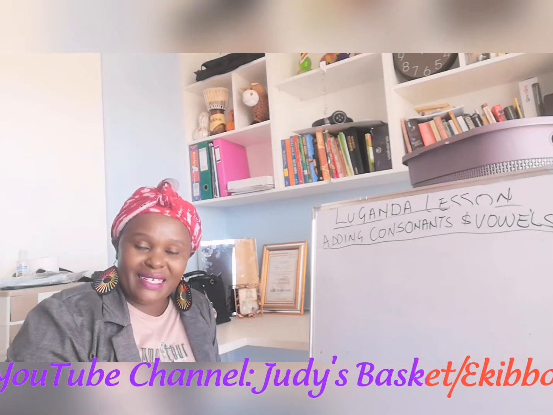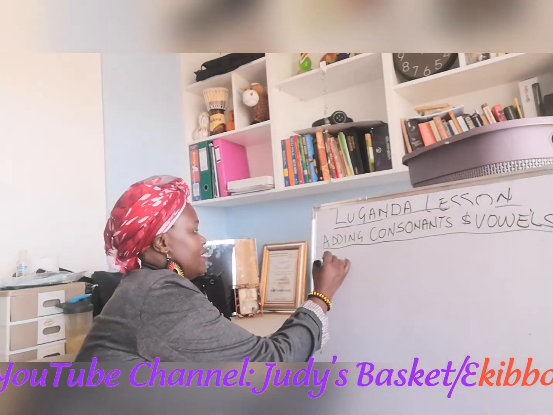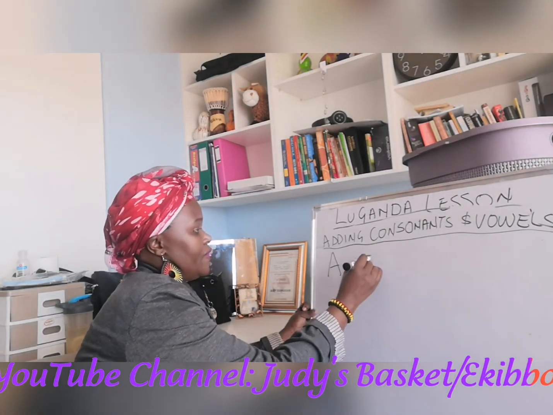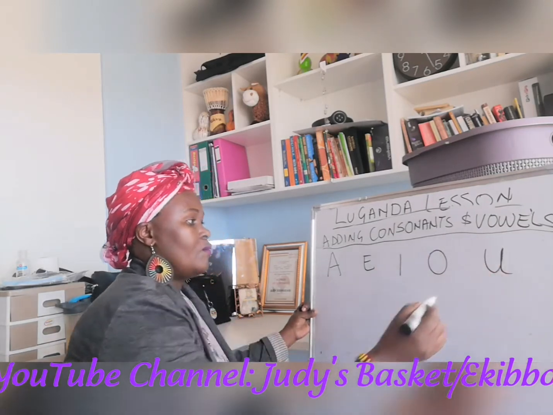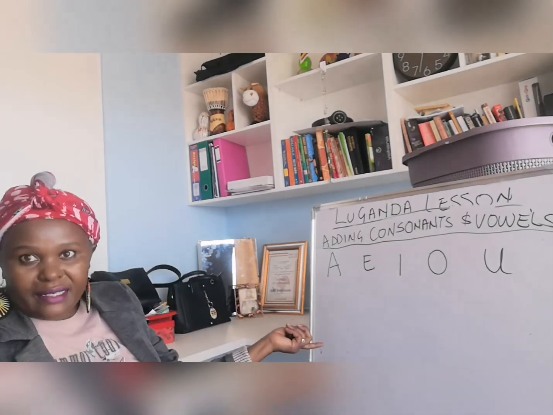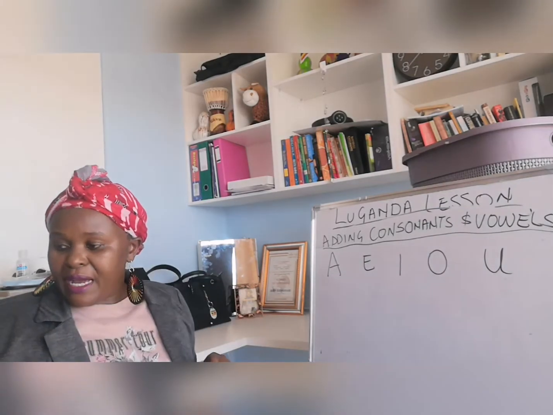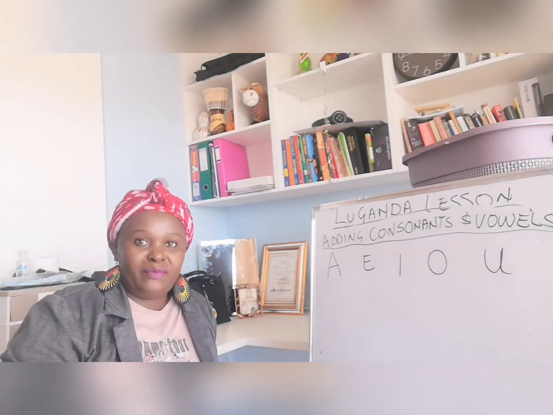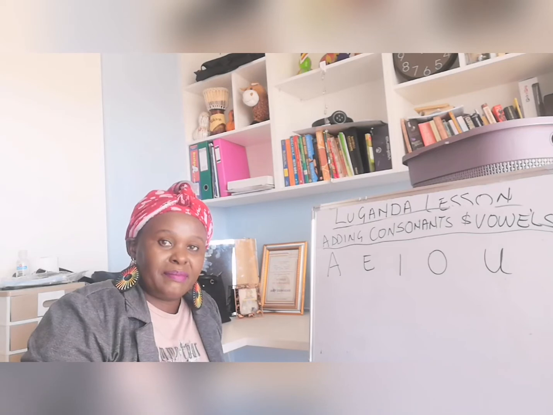Hopefully we still remember our vowels in Luganda. Let's say a, e, i, o, u. These are the vowels in Luganda, the same as in English. But we said that our alphabet differs from the English by 2 letters.